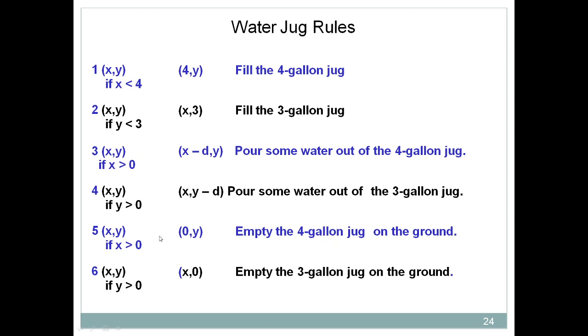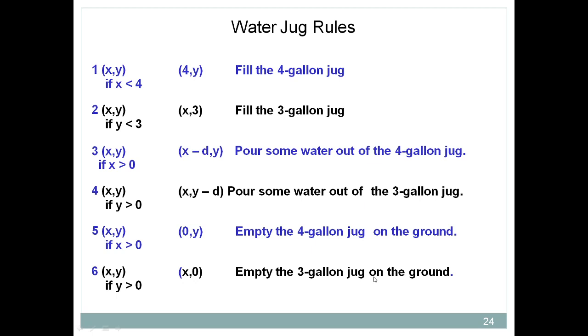Similarly, I can throw all the water from the 3-gallon jug. So how can I formulate the rule? X comma y, here the value of y should be greater than 0, and finally the value of x remains as it is, and the value of y is 0 because I have thrown all 3 gallons of water on the ground. In this way we have formulated 6 rules.